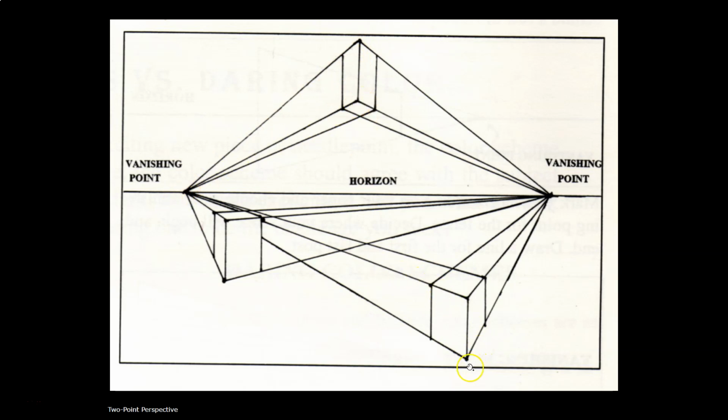You'll notice that in this case, the horizontals go away, so things don't move straight side to side. They still move straight up and down, and then you have 2 sets of receding lines.